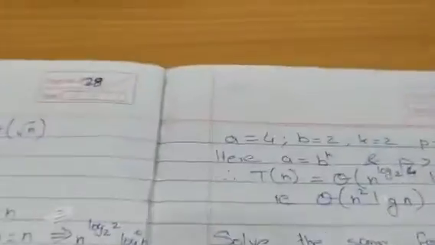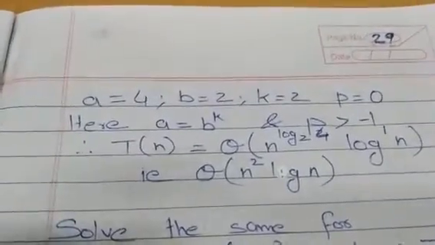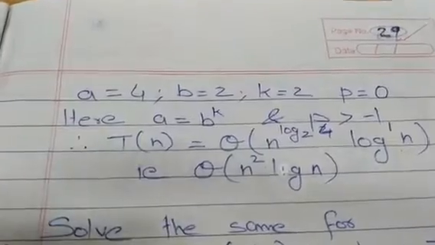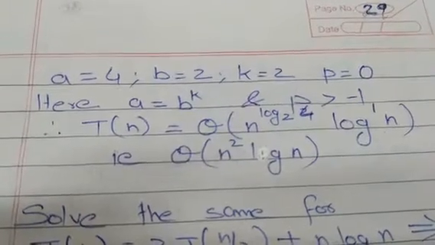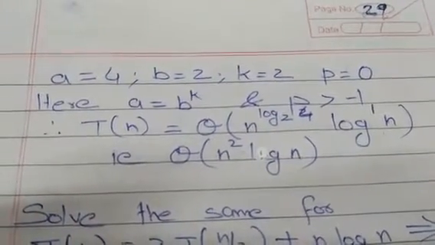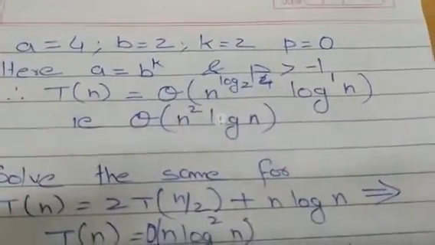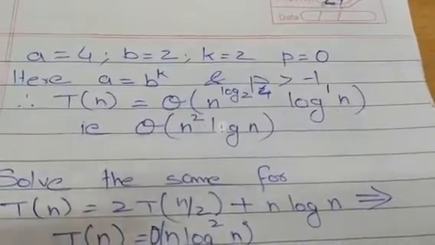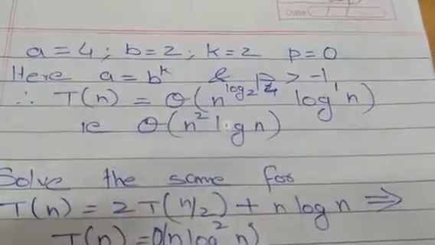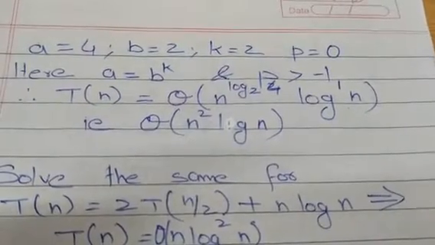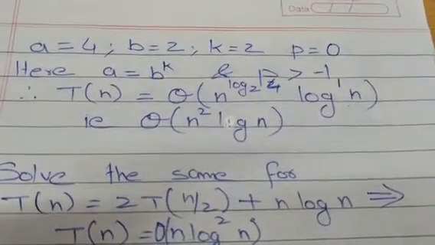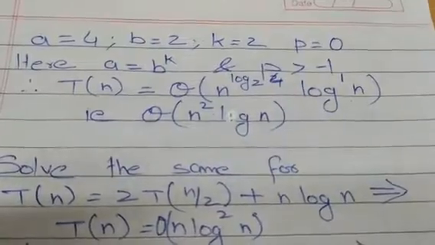So with that we can write a is equal to 4, b is equal to 2, k is equal to 2, p is equal to 0. Here a equals b raised to k, and p is greater than minus 1. So you can just directly substitute that value. T of n is equal to theta of n raised to log 4 to the base 2, log raised to p plus 1 n. So you get that value.